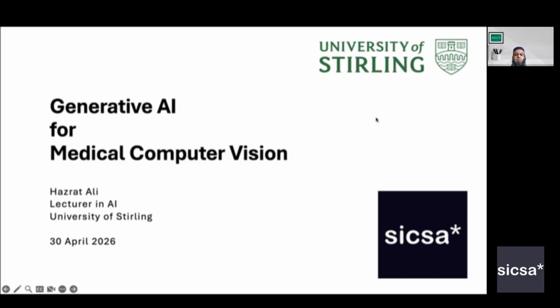I'm a lecturer at the University of Stirling, and here I teach computer science, basically deep learning, AI. So I work in AI for medical imaging, and we are going to talk about some of the things that we have been doing over the last few years in the space of generative models in medical imaging applications.